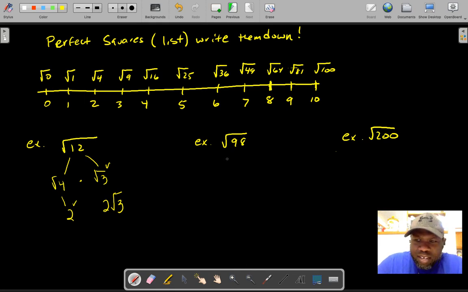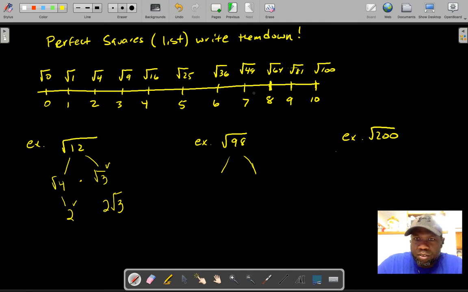All right, so we have 98. Oh man, what are the factors of 98? Let's think about it here. First we have to find a perfect square that could go into 98. Well, we know 98 is between 81 and 100, so the final answer is going to be somewhere between 9 and 10. So it's probably going to be close to 10, like 9.8 or 9.9. We can figure that out in the calculator if we wanted to.